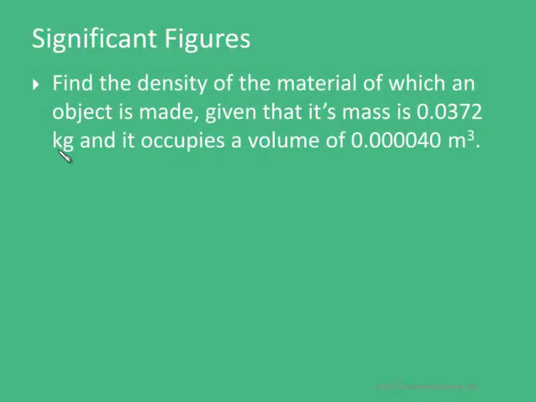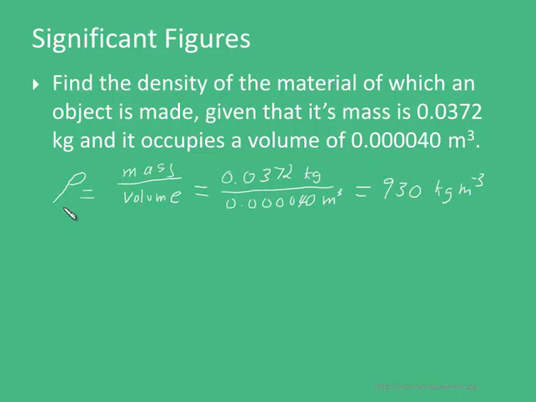In this case, we're given the task of calculating a density. So we know the mass of an object and we know its volume. And in order to find the density, we need to divide the mass by the volume. And so this is the symbol. It's the Greek letter rho. And very often we use this symbol to represent density. So when we divide 0.0372 by 0.000040 meters cubed, we get 930 kilograms per meter cube.